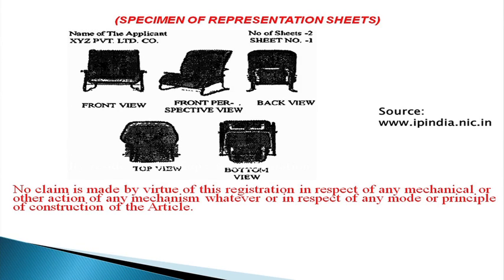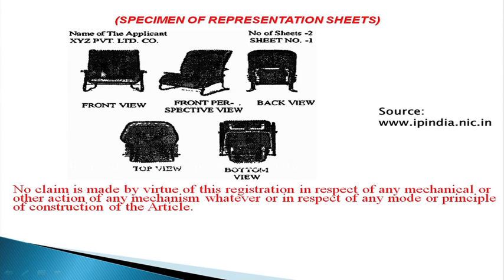Then along with that you have to give a representation sheet, and three sets. I think 3 sets is required for that. Okay, so like this way. Here the representation sheet includes the name of the applicant, this XYZ Private Limited Company, and the number of seats, how many seats you have, just 1 seat or 2 seats. This is seat number 1 maybe.